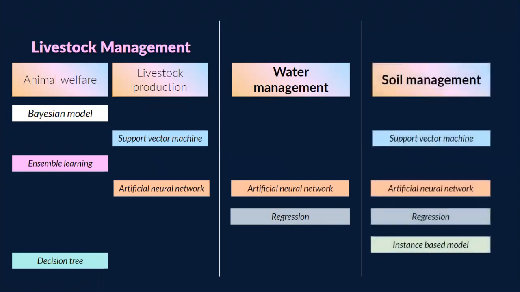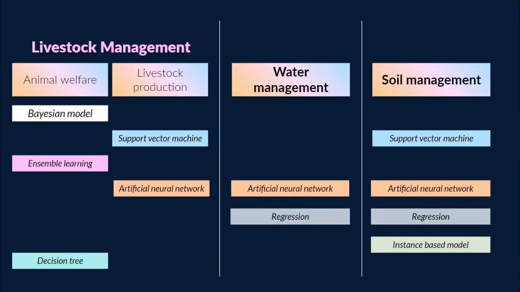And last but not least, soil management applies support vector machine, artificial neural network, regression, and instance-based model. So across the entire field of agriculture, the main applied machine learning model is artificial neural network.